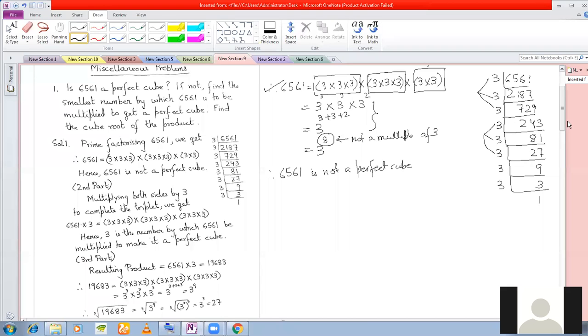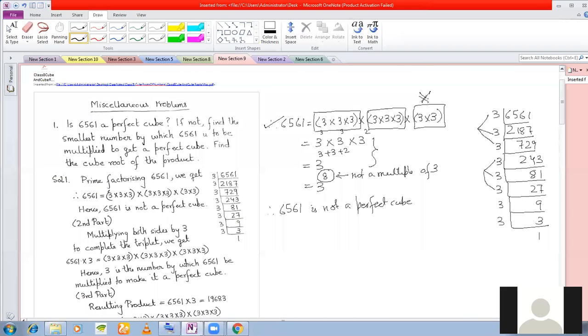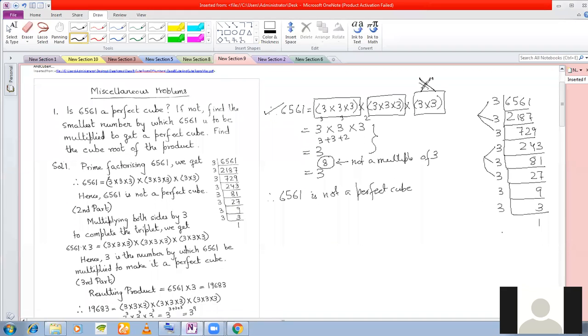The question here is, by what smallest number it has to be multiplied. So if you see here, this is a doublet. Just as we were doing in square roots, this is a doublet. We want to make it a triplet. So in order to make this pair a triplet, we can multiply this by 3. But if I'm multiplying this by 3, I need to multiply the other side also by 3.